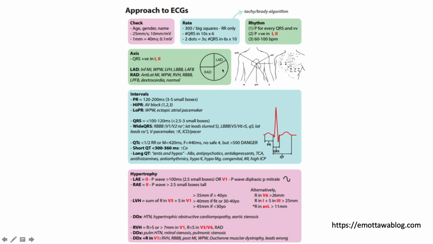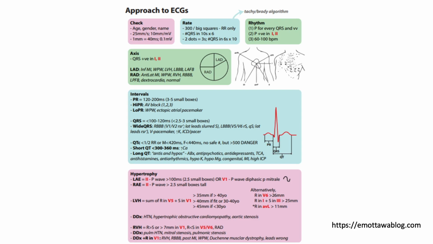That's what we said. But if 1 is negative and 2 is positive, my friends, that is right axis deviation, and the causes are listed here: anterolateral MI, Wolff-Parkinson-White, right ventricular hypertrophy, right bundle branch block, dextrocardia. All right, then we look at your intervals, all right? Looking at our PR interval here, and normal PR interval duration is 3 to 5 small boxes, which is essentially 120 to 200 milliseconds, right?